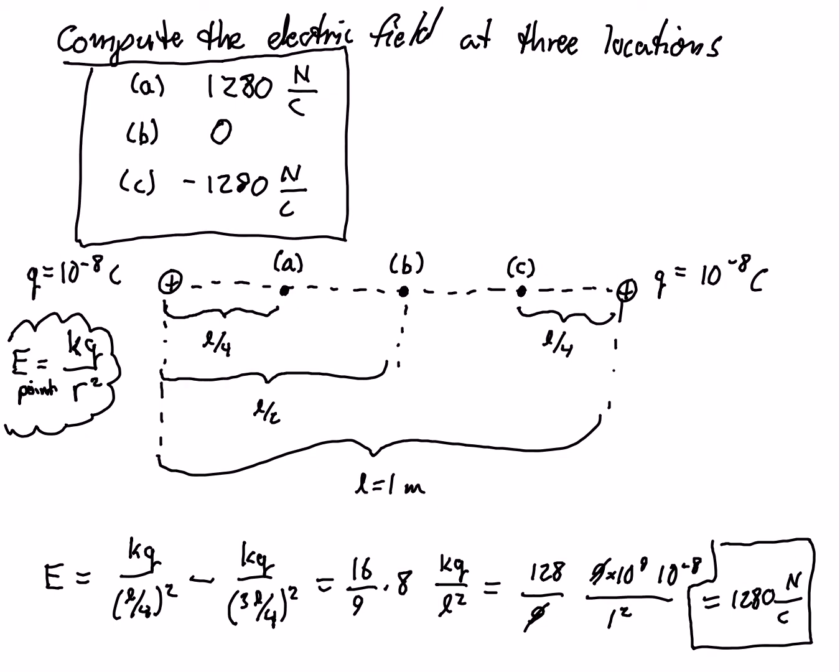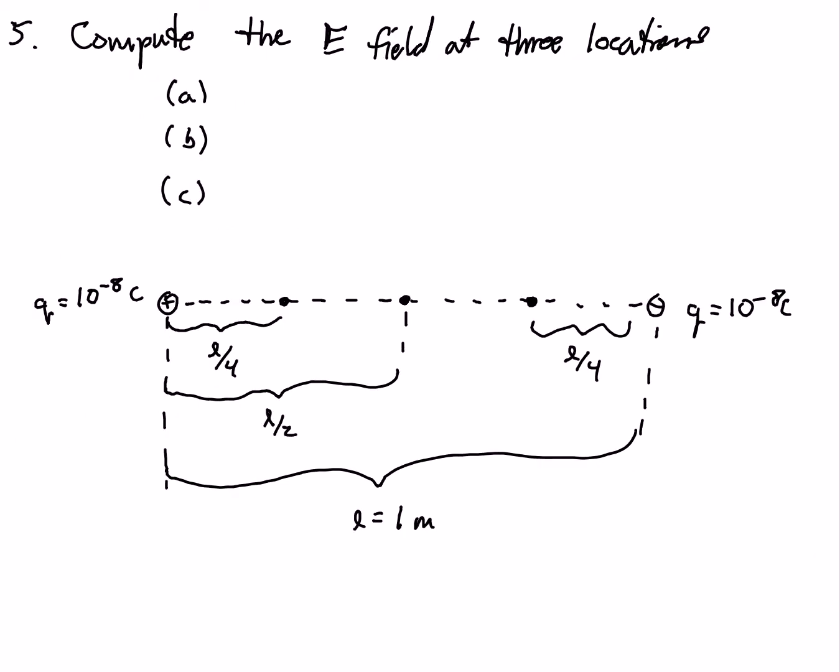Now we'll do another homework problem. This is homework problem number 5 if I haven't lost count, and it's exactly the same as the example problem we just did, except now one of the charges is going to be negative 10 to the minus 8 coulombs.